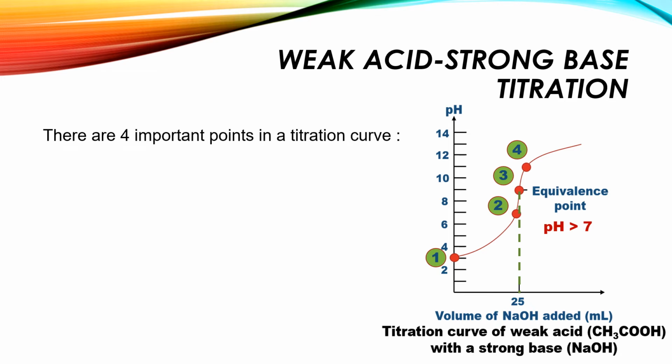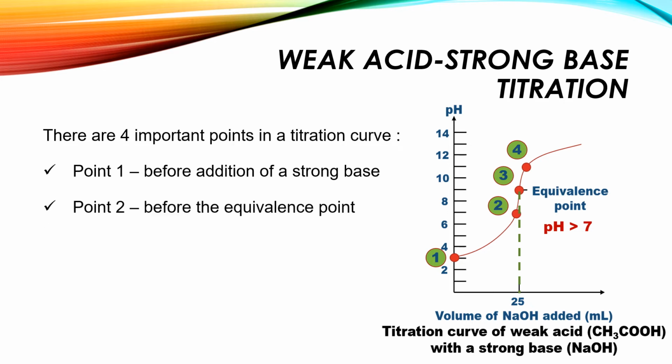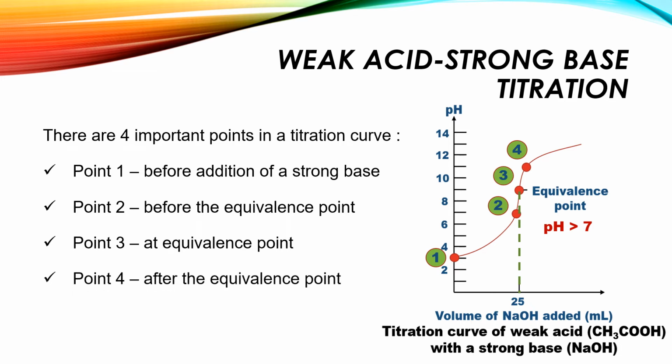There are 4 important points in the titration. Point 1, the point before the addition of a strong base. Point 2, the point before the equivalence point. Point 3 is the point at the equivalence point, and point 4, the point after the equivalence point.